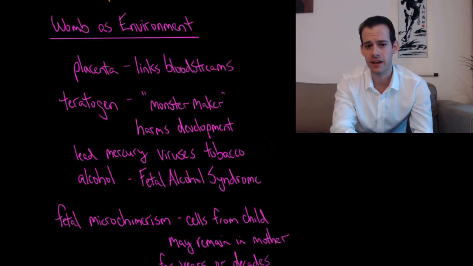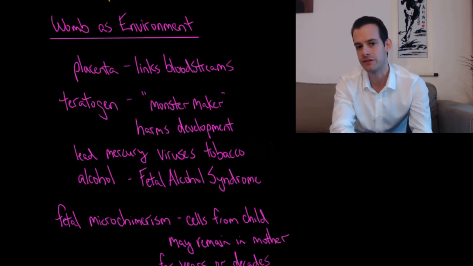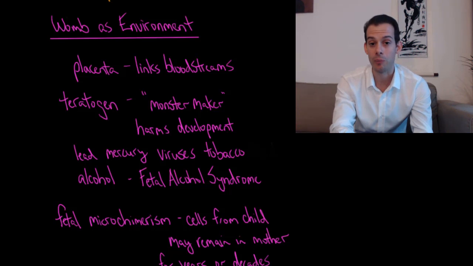Now, it's also the case that the fetus influences the mother. Now, of course, this is fairly obvious during pregnancy. We see a lot of physical changes in the mother, but it's also the case that the fetus may continue influencing the mother even after birth, because cells from the child actually remain in the mother's body for years or potentially even decades following birth. And this is referred to as fetal microchimerism.